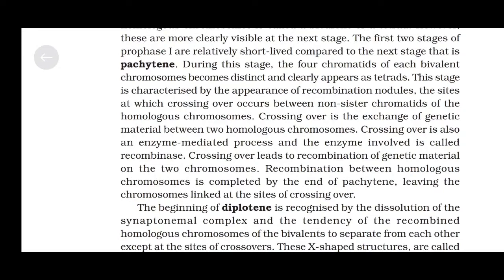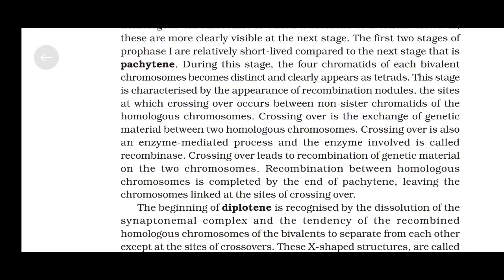Crossing over is also an enzyme-mediated process, and the enzyme involved is called recombinase. Crossing over leads to recombination of genetic material on the two chromosomes. Recombination between homologous chromosomes is completed by the end of pachytene, leaving the chromosomes linked at the sites of crossing over.